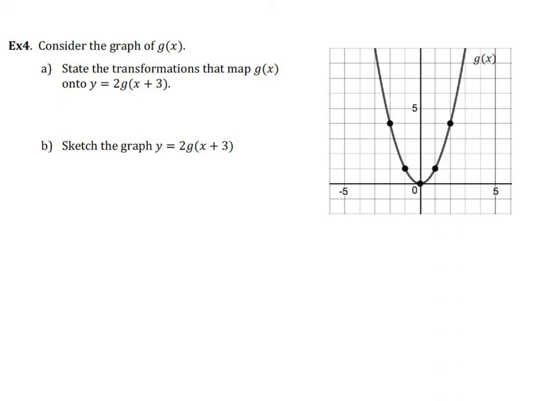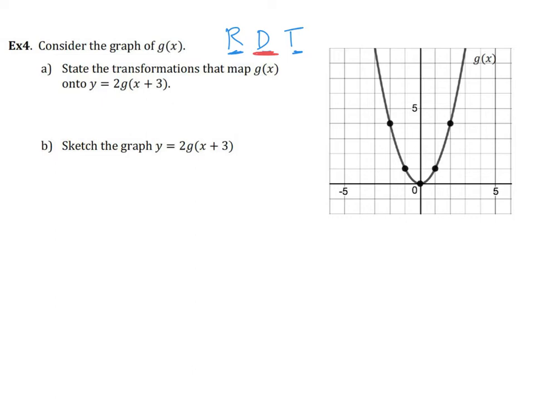It says state the transformations that map g of x onto this function y, where we have these two transformations taking place. So remember we had the order R-D-T, so we need to indicate any reflection first, then a dilation, then a translation. So we don't have any negative signs, so there aren't any reflections. So now I'm going to go to the dilation.